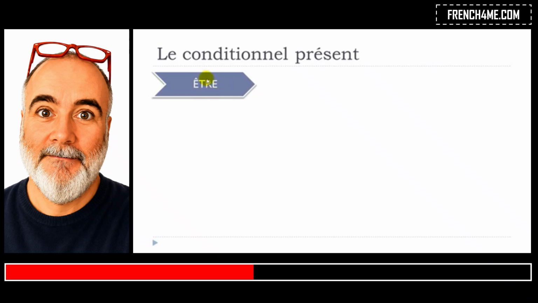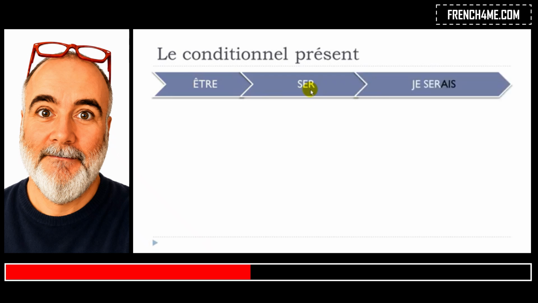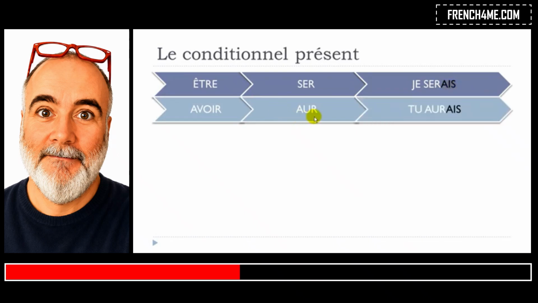If you saw the future lesson and you remember the way these verbs change for the future, the good news is that they will change the same way. So être will become ser. Then after that you will have to put the endings. Je serais. You will keep this ser all the time for your conjugation, and after that you will add all the endings that we saw. Avoir will become aur. Same thing here. After that you will add all the endings.